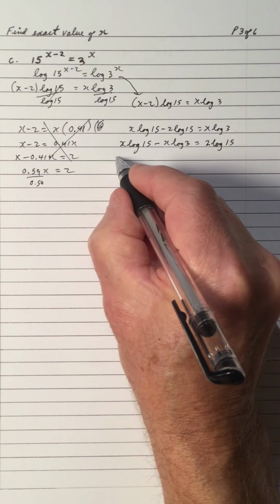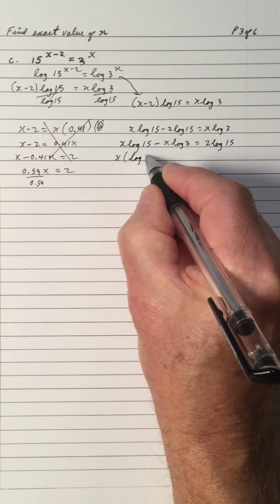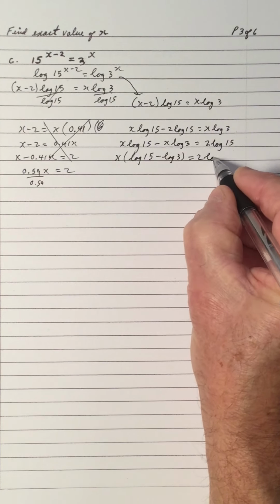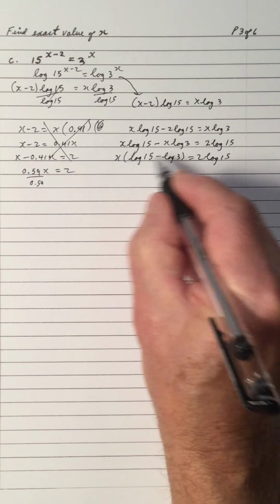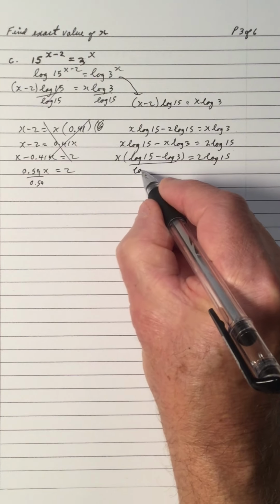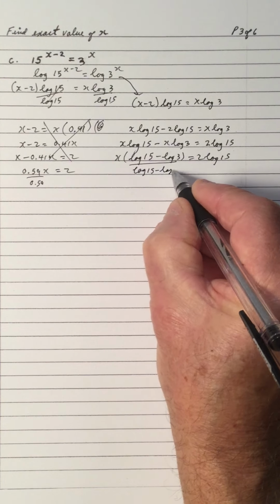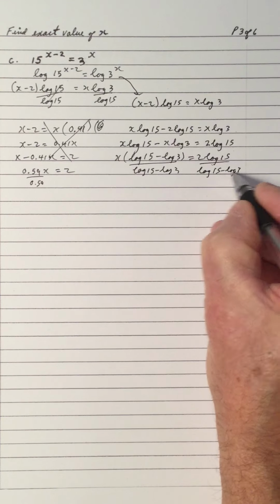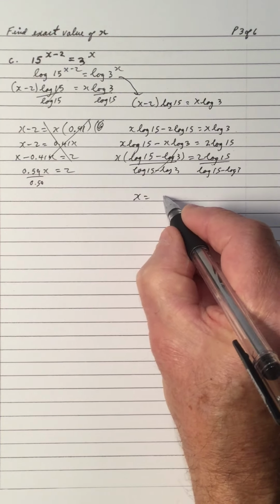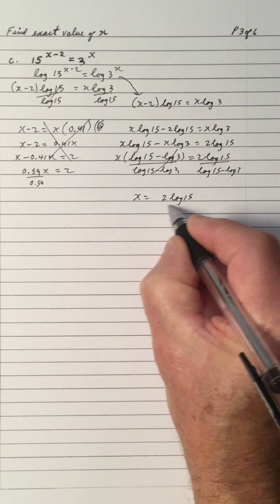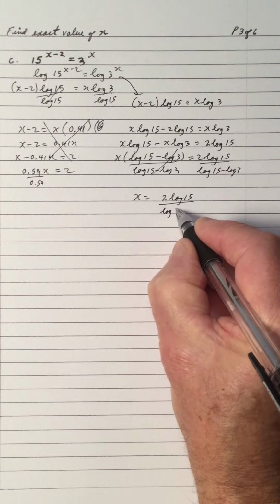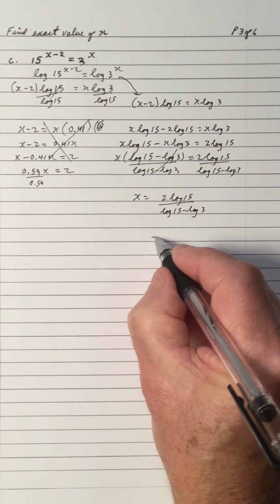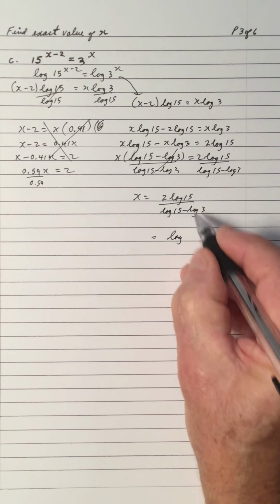Notice x is in both of these, so I'm going to factor out the x and get log 15 minus log 3 equals 2 log 15. So I'm going to divide by log 15 minus log 3 on each side. This cancels out, so I get x is equal to 2 log 15 divided by the log of 15 minus the log of 3. And we can make that a little bit better because we can simplify this.